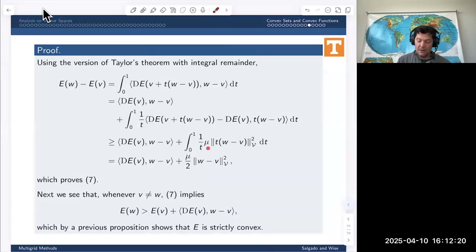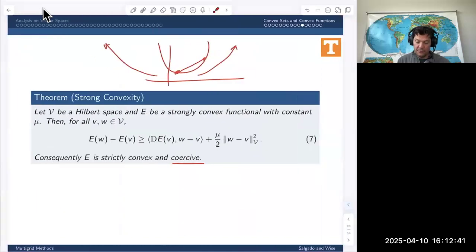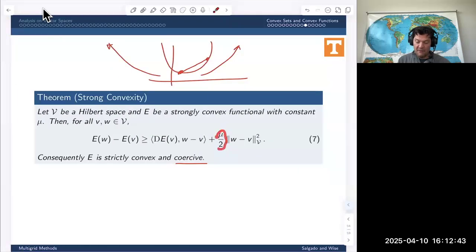But once I pull that out of the norm, that remaining quantity is independent of t and can be brought outside the norm, or outside the integral, sorry. And then I can integrate in t, and I'm just going to get a half. And so that's where we get, with equality, this term. So that's exactly 7 that I wanted to prove. That's why instead of having a mu here, we have a mu over 2.